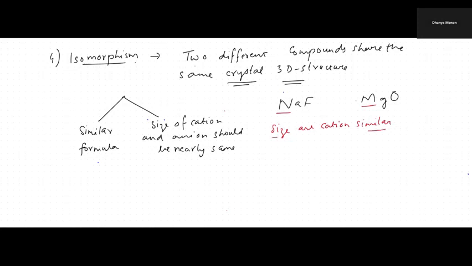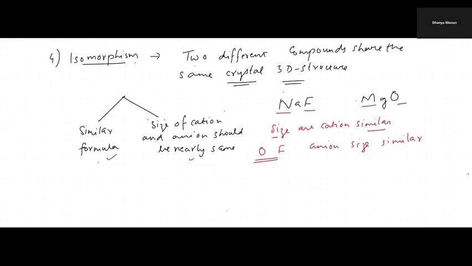Now, fluorine and oxygen are also in the same period. This is anion, right? So the anion size is also similar. So these two compounds show isomorphism. They have similar formula also. That's the first condition. And the second condition, the size of the cations should be similar and the anion should have a similar size. Not the same, but similar, not a huge difference.